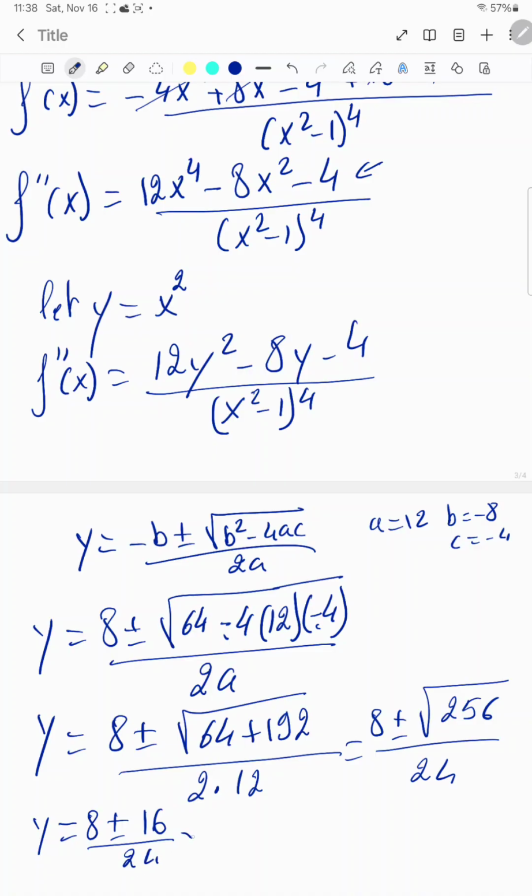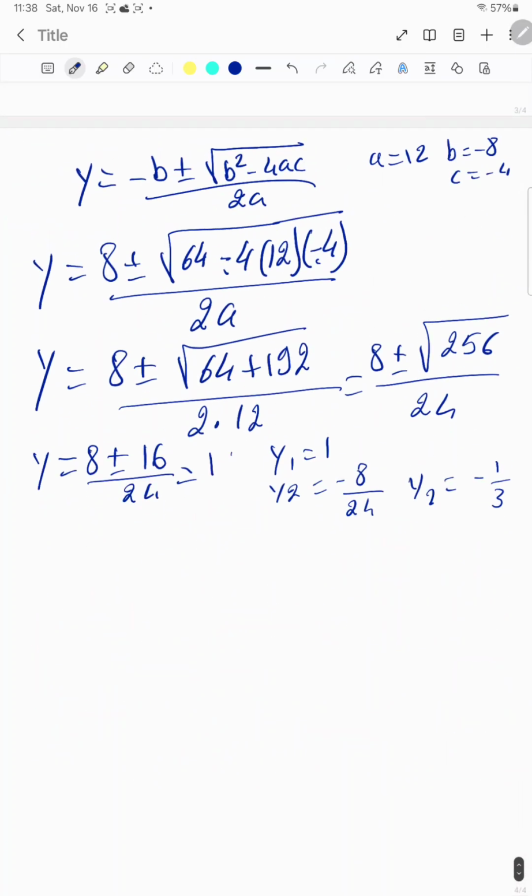So I know 8 plus 16 is equal to 24. So y1 is equal to 1, and y2 is equal to 8 minus 16 divided by 24, which is minus 8 divided by 24. So my y2 is equal to minus 1 divided by 3.